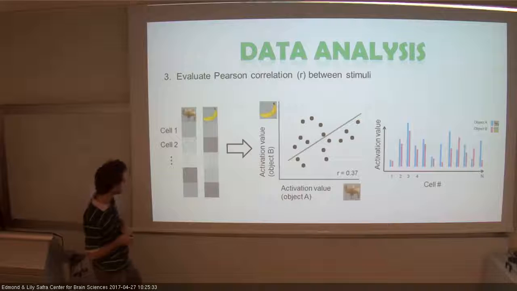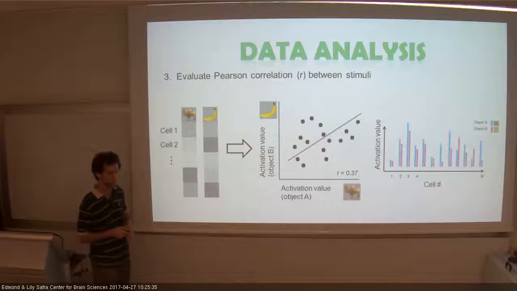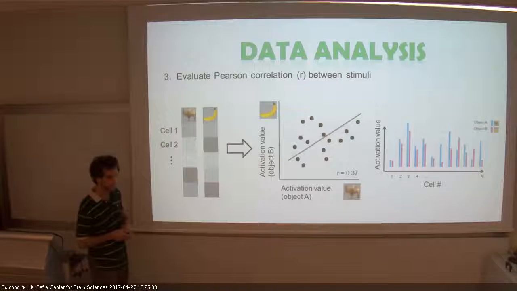Can you differentiate between cells and from the fMRI?